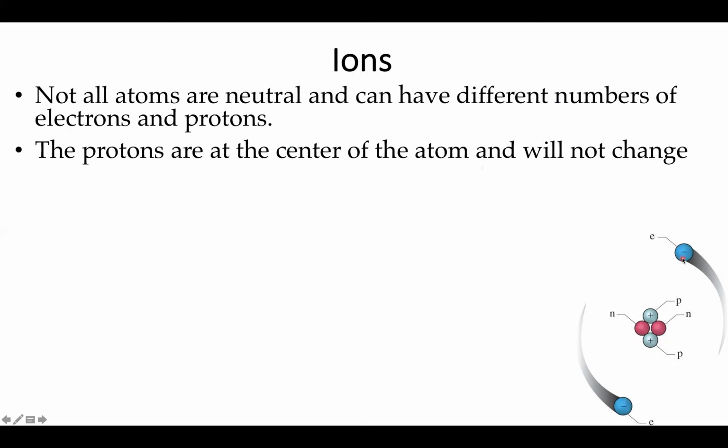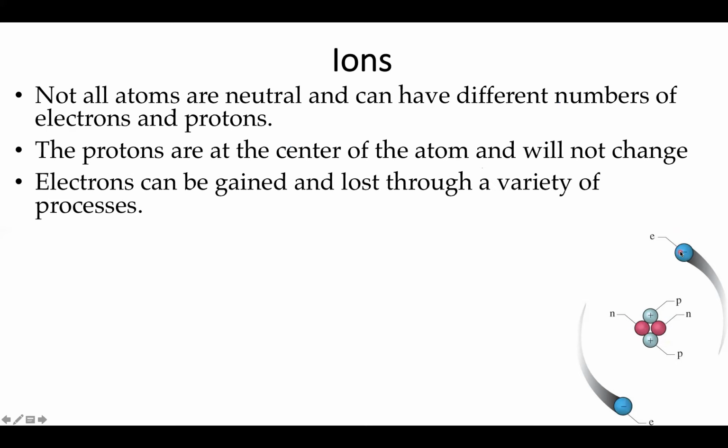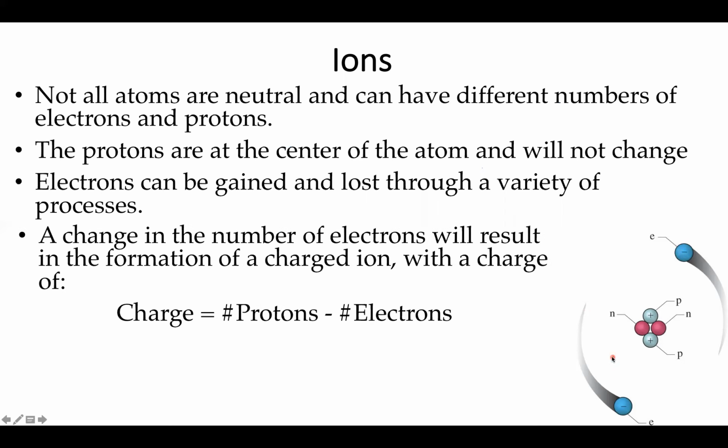However, electrons are moving at very high speed, fairly far away from the nucleus. So it's a lot easier to gain or lose electrons. This is going to dictate a lot of chemical reactivity. However, if an electron is gained or lost, we generate an ion. And this means that I have an element with an overall charge. So we can calculate this charge as the total amount of positive charge minus the total amount of negative charge.